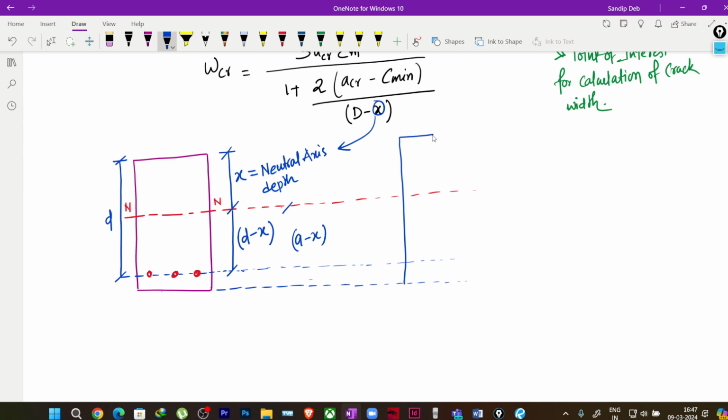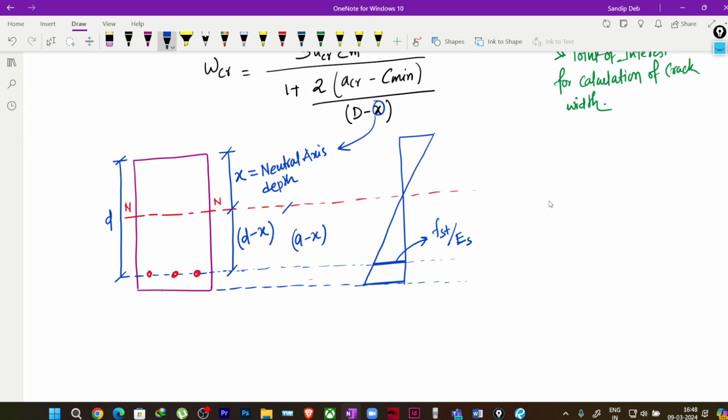Fine. So I'm drawing the strain diagram here. The bars here are subjected to some strain, right? What will be the strain here? It will be FST by ES, correct? Stress in the bar divided by the Young's modulus of steel, correct or not?